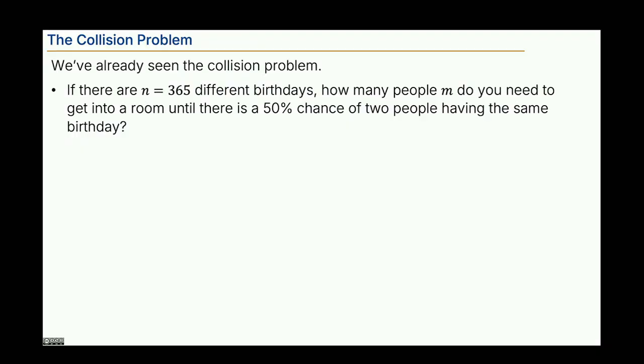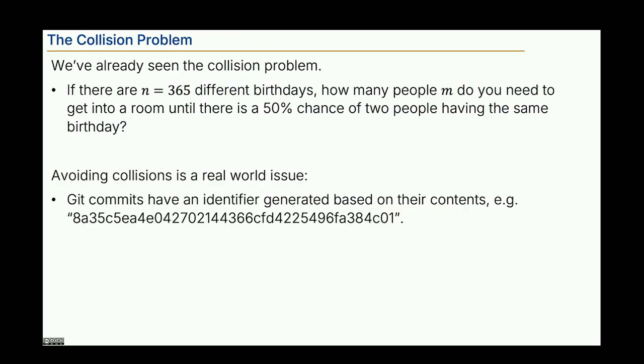So if we have 365 different birthdays, we had that question: how many do you need before we have a 50% chance where 2 people have the same birthday? Now, I should note, this is a real thing. It's not just birthdays. For example, git commits. Like when you make a git commit, it generates some giant hash value, some sequence of digits. It is computed by taking all of the information about your commit, like all the code or whatever else, and then spitting out a number.